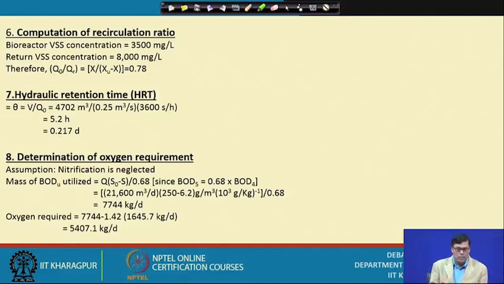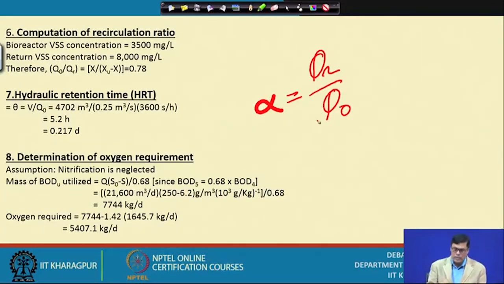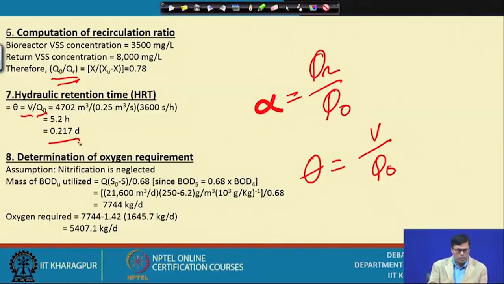Next, we can easily find the recirculation ratio, which we usually denote by alpha. Alpha is equal to Q_R by Q0. This is the recirculation ratio. I think there is some mistake here, we can make the correction. Then we can find this through the material balance across the reactor, and then we can find the value of Q_R by Q0. Now, the hydraulic retention time theta can be easily found as V by Q0. We know V and we know Q0, so we can find the hydraulic retention time.